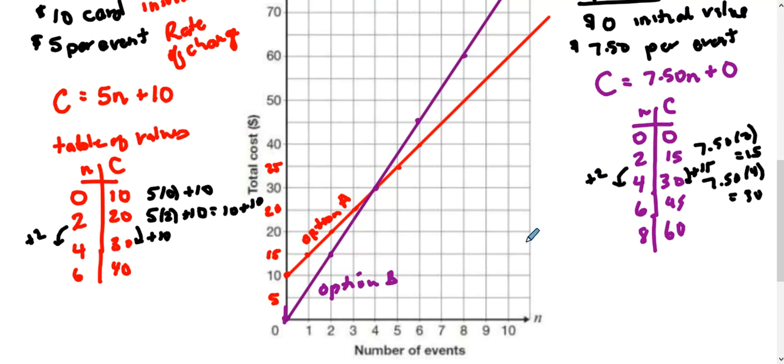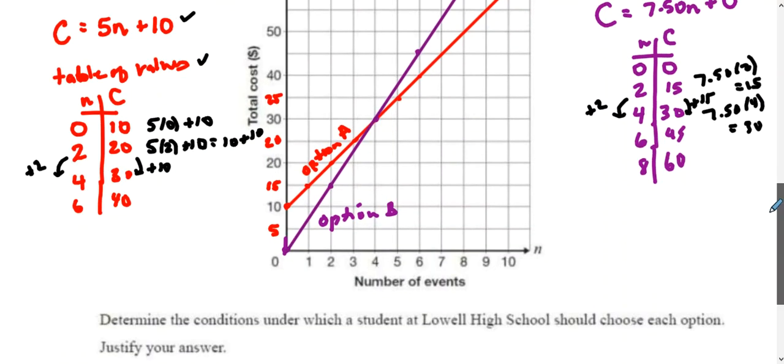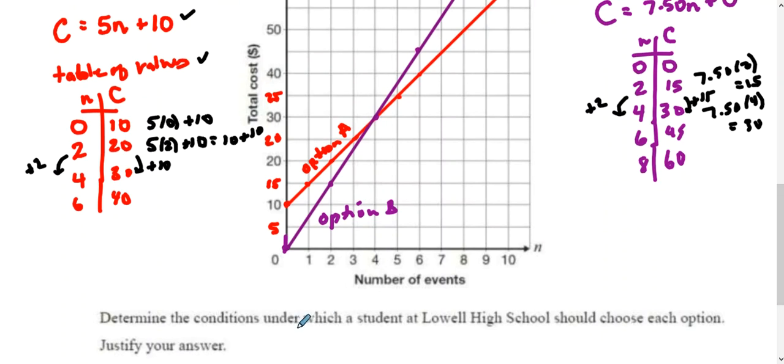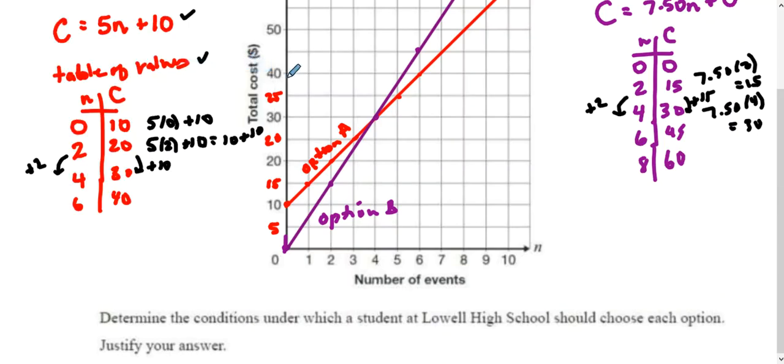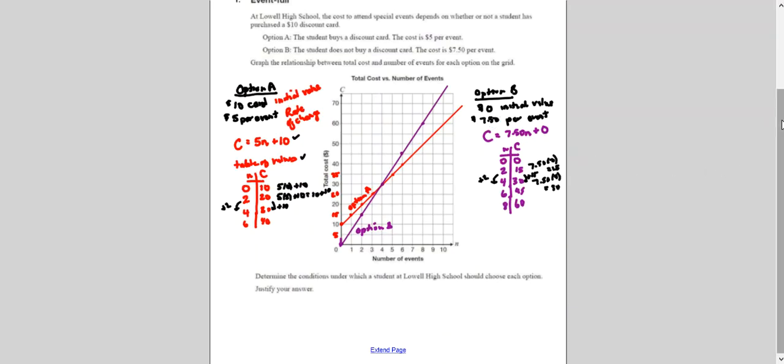All right, so now we have to say to ourselves, okay, we've done all this work. We've made an equation. We can do a table of values. We can make a graph, and now we're going to compare. So it says determine the conditions of which a student at the high school should choose each option. Justify your answer. So I'm going to actually zoom out here for a second so that you can see more of the question.